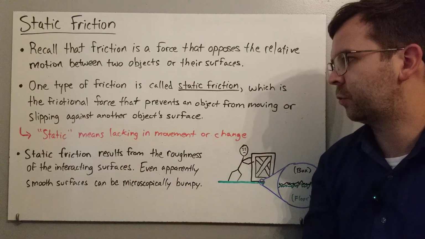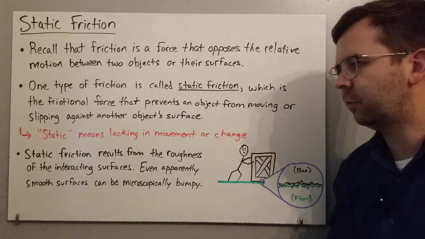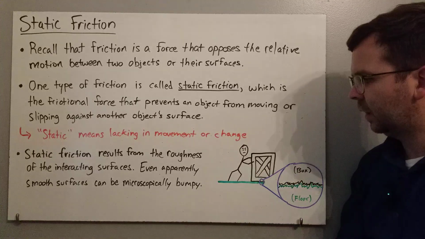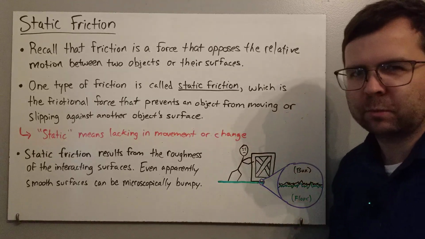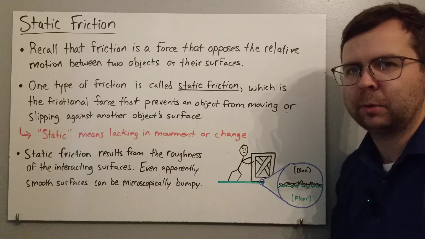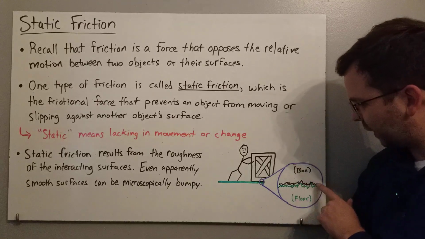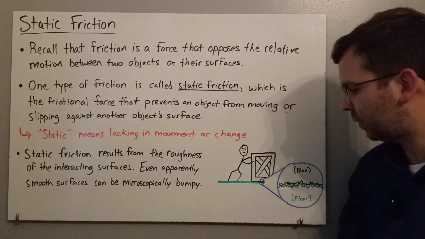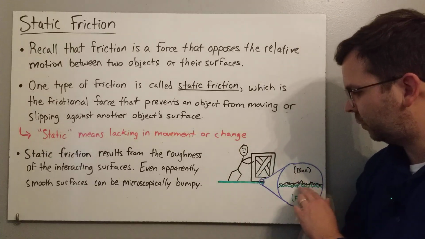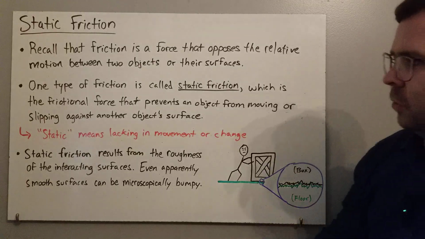Static friction really results from the roughness of interacting surfaces. Even apparently smooth surfaces can be microscopically bumpy. So, this person pushing against this crate on a smooth floor, it's still kind of difficult. And the reason is, even though the floor and the crate both might appear smooth, if you zoomed into their microscopic levels, then you would find that they're actually bumpy and rough. And that's what gives rise to this resistance force, this frictional force, because these two surfaces really don't want to slide past each other. It takes some effort to get them to do that.